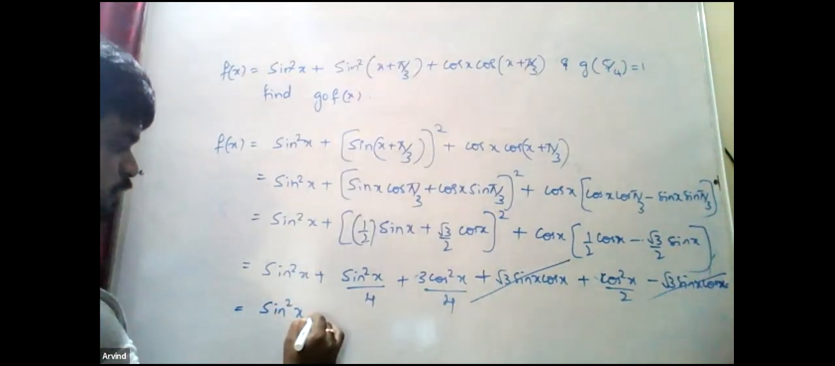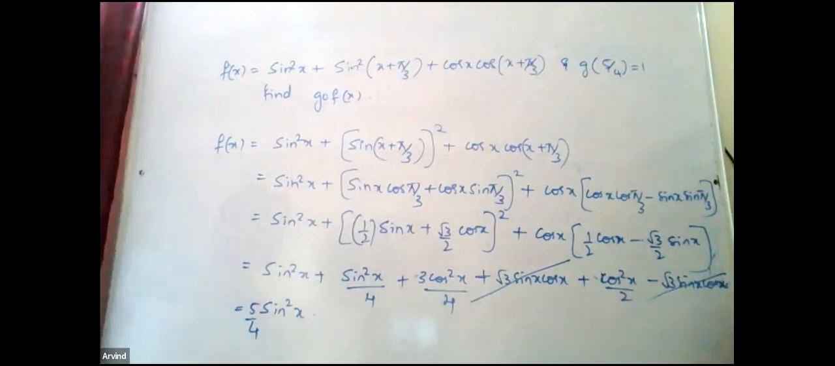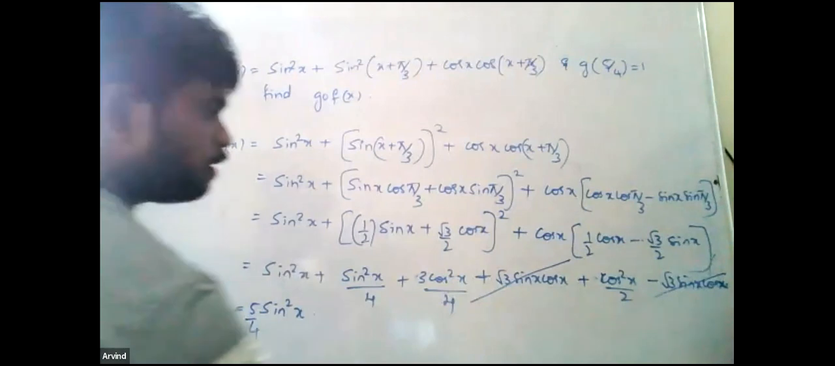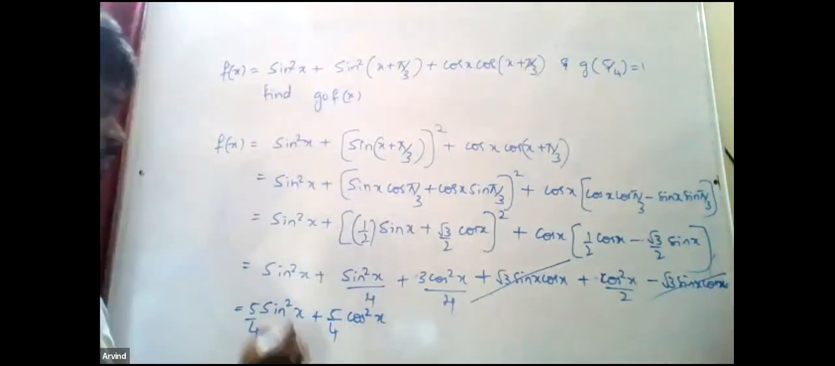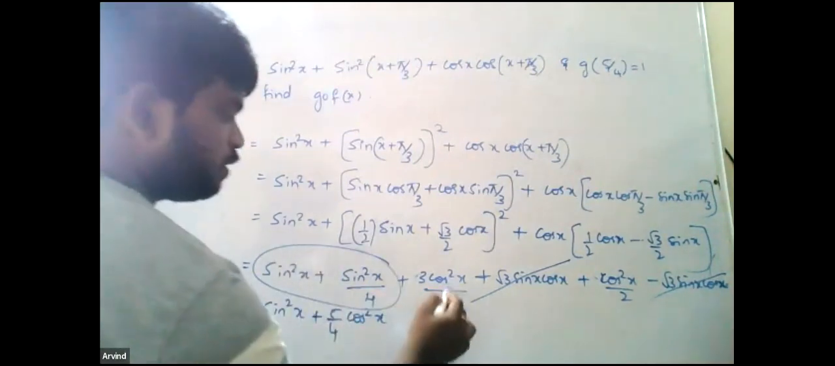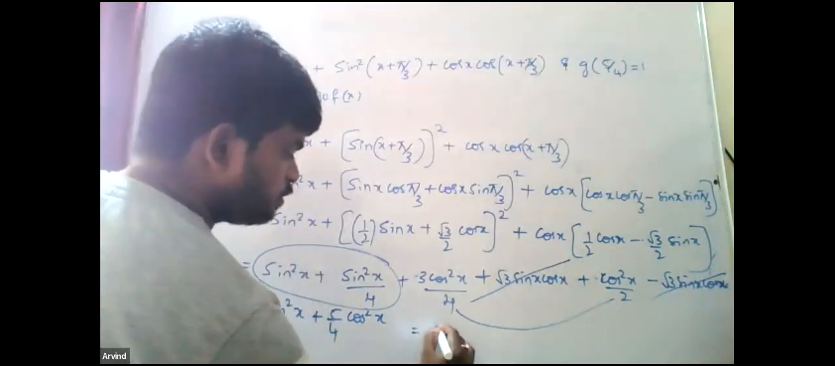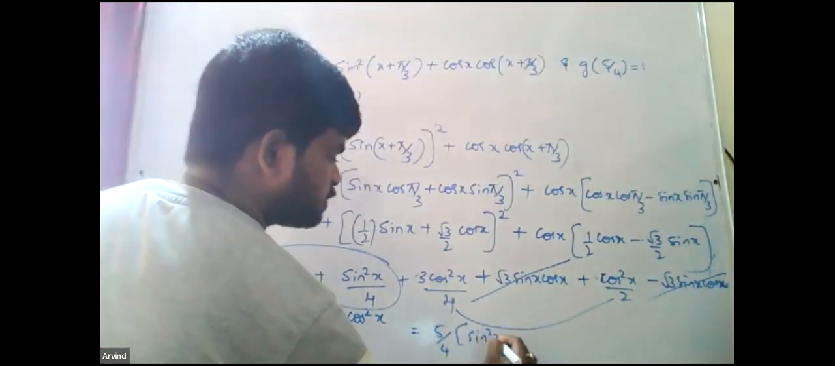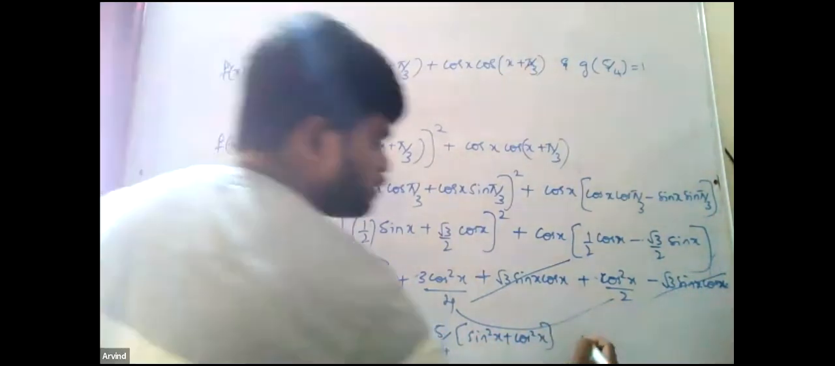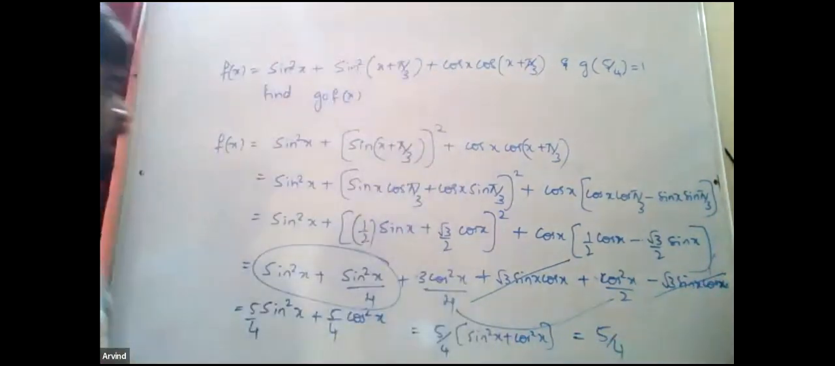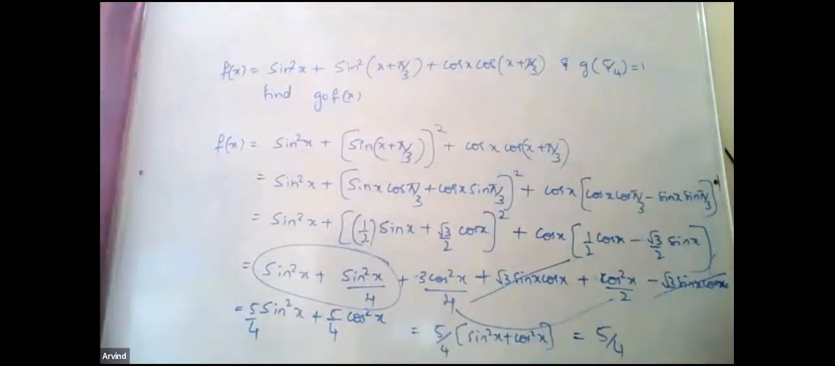Taking the LCM, you get 5 by 4 sin square x, and for the other two you get 5 by 4 cos square x. I took LCM for these two and LCM for these two. What is common? 5 by 4 is common. You'll be left with sin square x plus cos square x, and we know that sin square plus cos square is 1. So 5 by 4 into 1 is 5 by 4. And f of x, when you simplify it, what you get is 5 by 4.